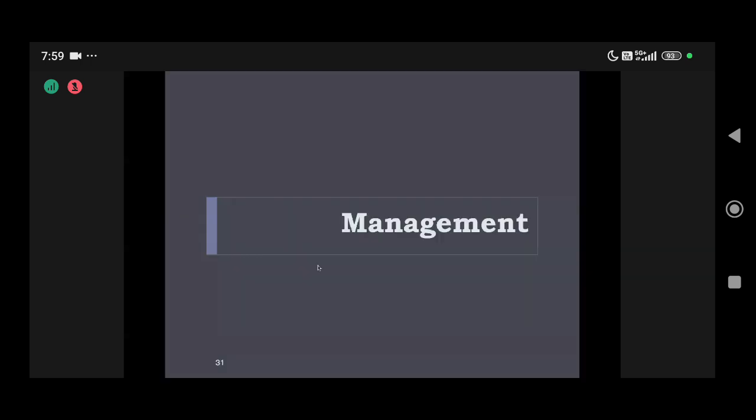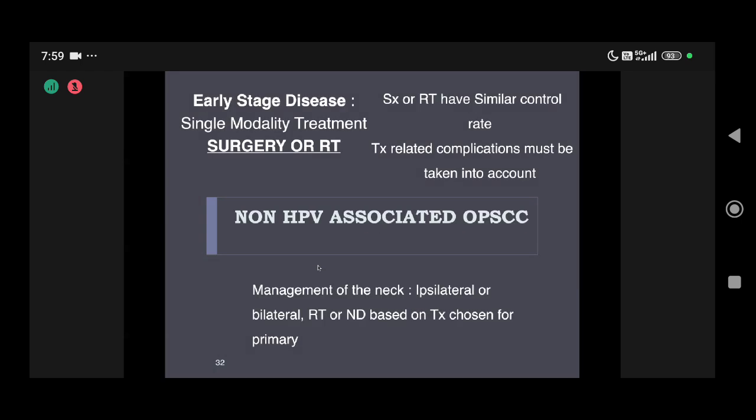And now let's talk about management of these patients with each specific subsite. So first, I would like to talk about non-HPV associated oropharyngeal cancers, which is the population that India and the Indian subcontinent face. And this is basically a standard dictum. That is, if it's an early stage disease, try to treat these patients with a single modality. It could be surgery, as in transoral robotic surgery, or it could be radiation alone.